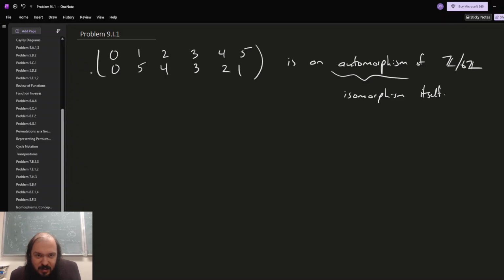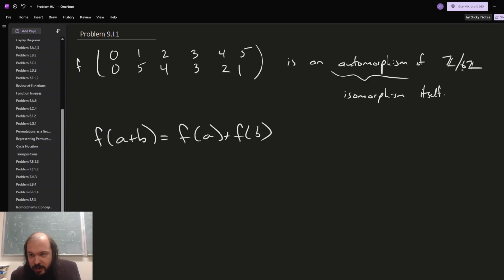What we need to see is that if I give this function a name, how about we call it f, that f of a plus b equals f of a plus f of b. And plus for both, because the operation it's with itself is plus. And so why would this be true?